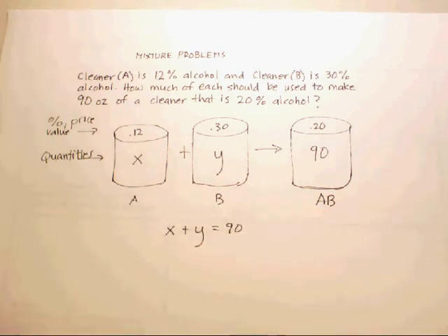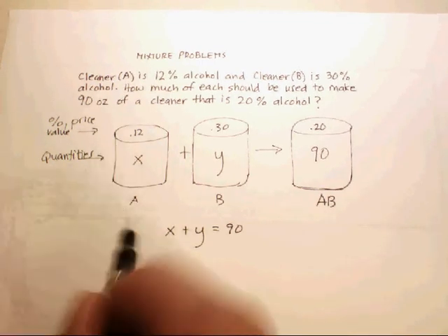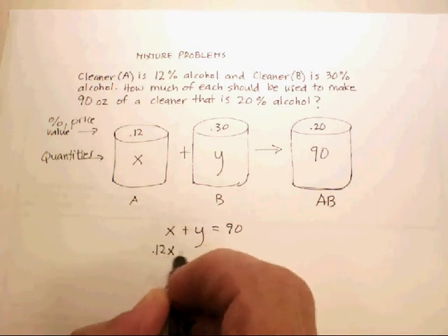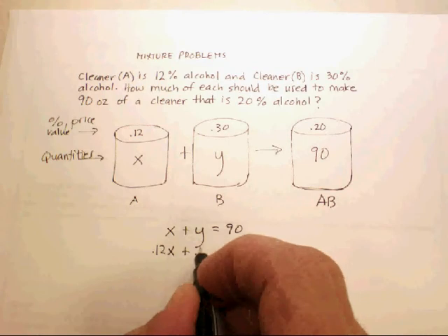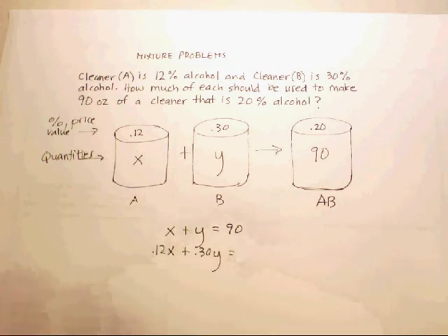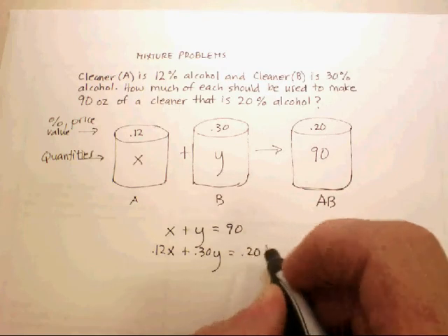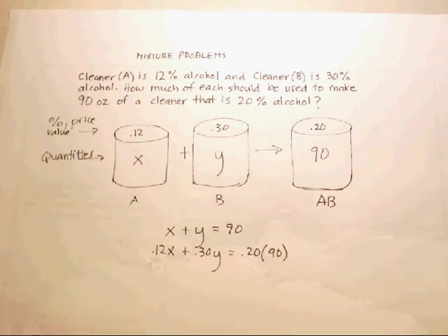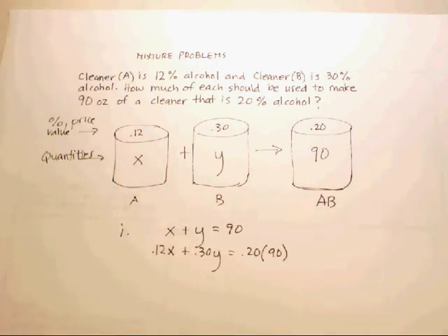Pretty straightforward, actually. The second equation is also right in front of us. We just have to learn how to read it. It's 0.12x plus 0.30y is equal to 0.20 times 90. That's your system. Those are the two equations. Now we have to solve for x, and then we'll be able to solve for y as well.